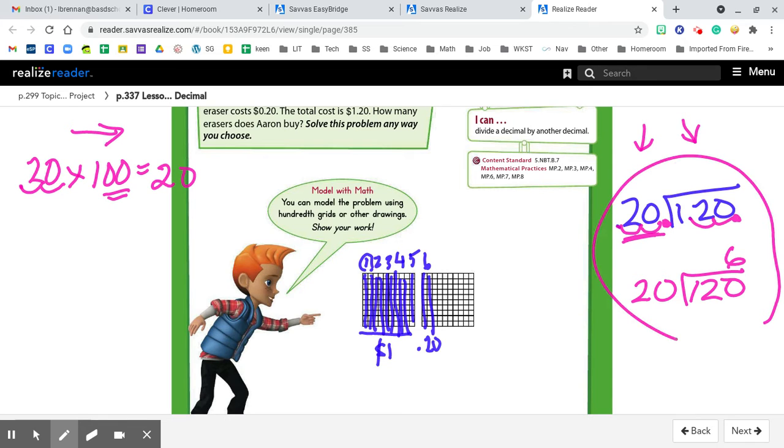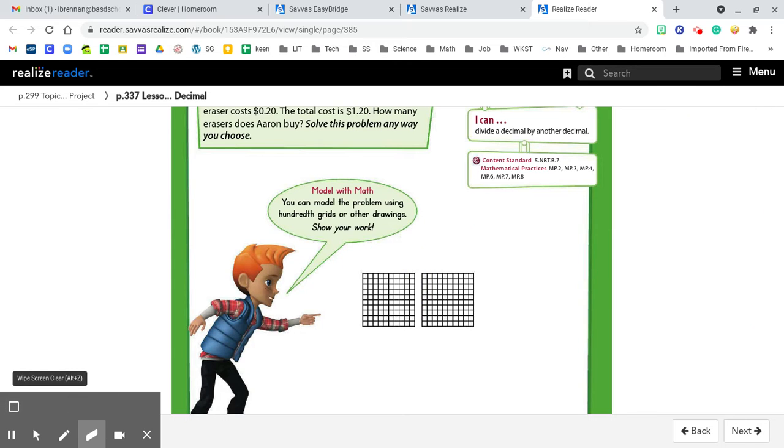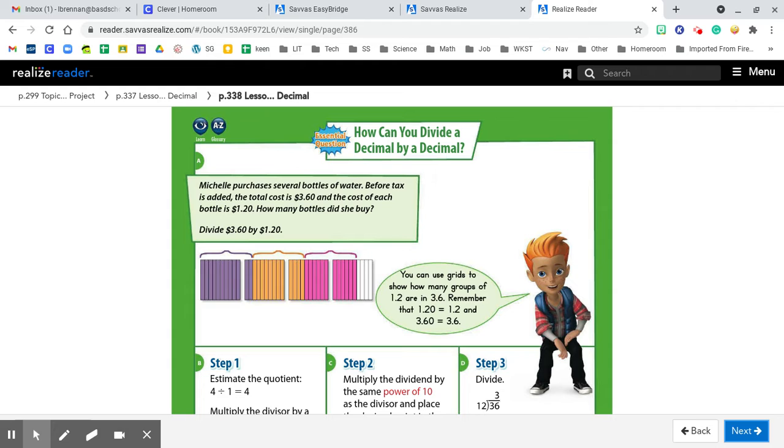So this is where we're headed, to the end of this chapter. But you can also use a model if you want to on some of these easier problems. Okay. And as we move ahead, how can you divide a decimal by a decimal? So you can see what they did here using a model.